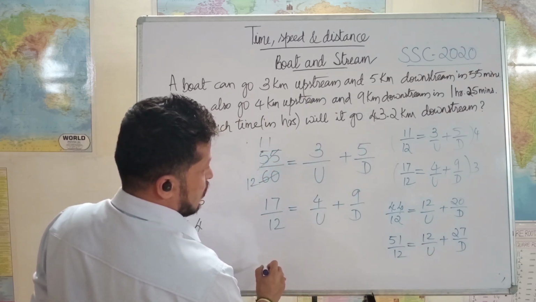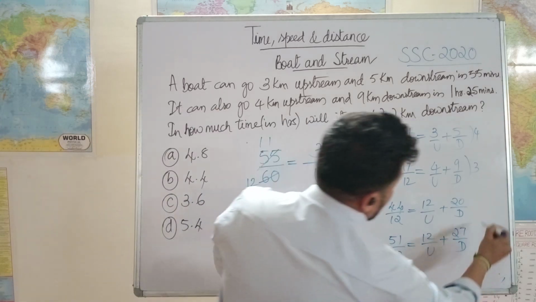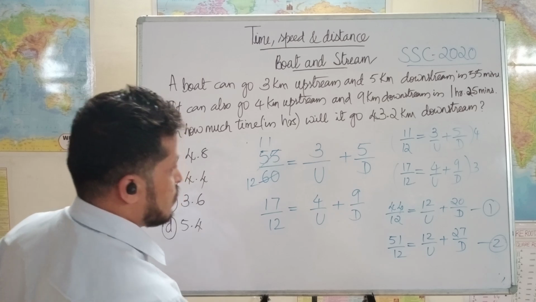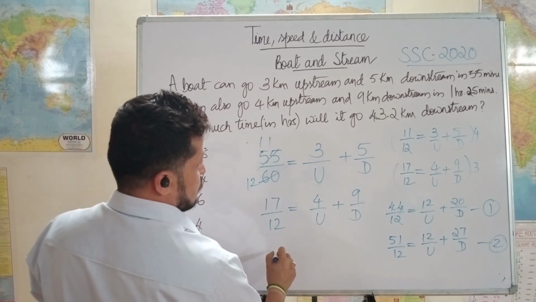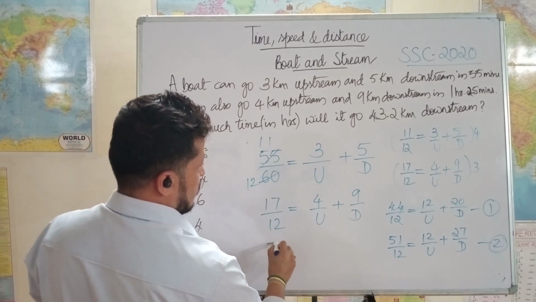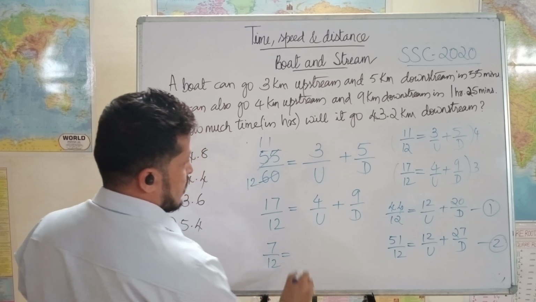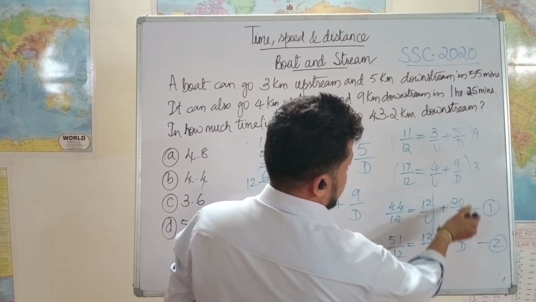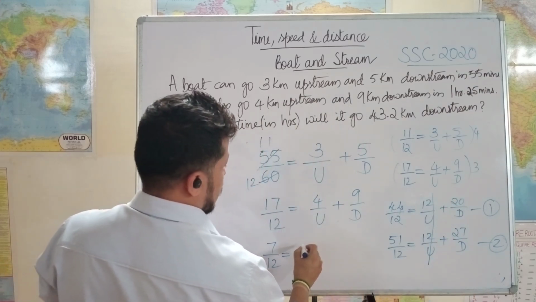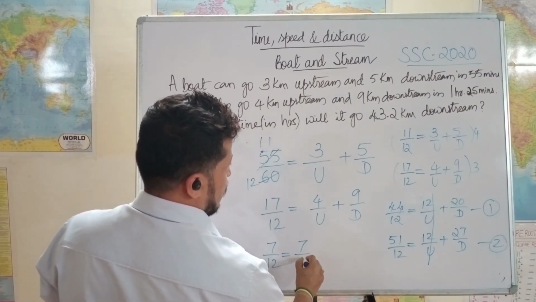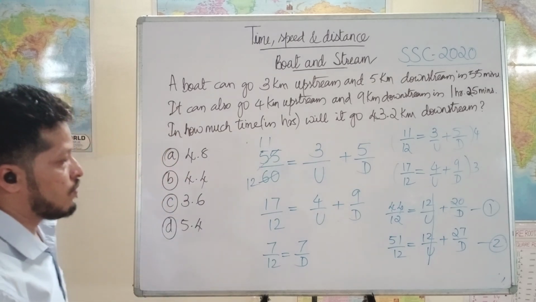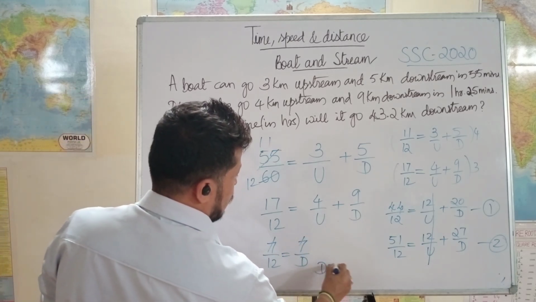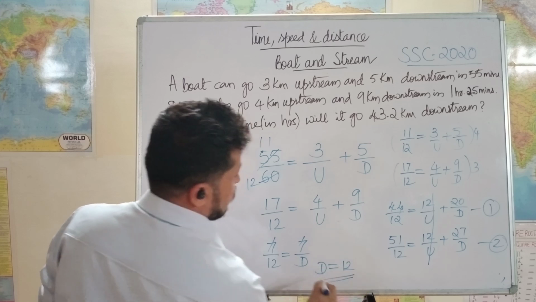So if I subtract one from the other, if this is 1 and this is 2, 2 minus 1, on the left hand side, 51 minus 44 is 7. So 7 by 12 on the left hand side. On the right hand side, this anyways gets cancelled. Here 27 minus 20 is 7 divided by d. So this 7 gets cancelled. I get d is equal to 12.